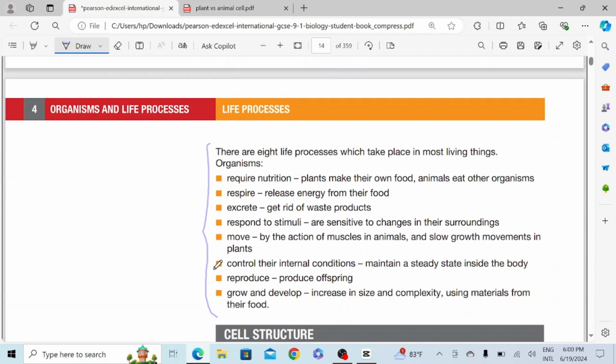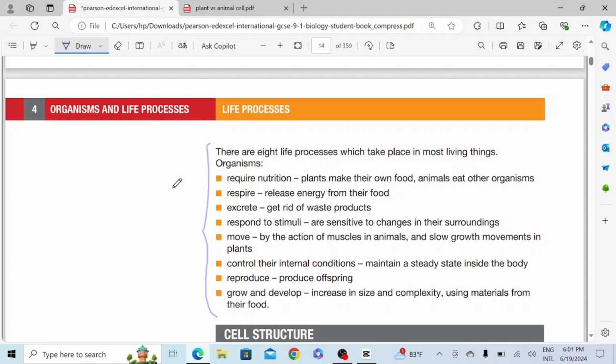Let's move on. So here they have listed the 8 processes of life that take place in most living cells. I must mention that there are exceptions obviously, but these are the basic things that have to happen in most living organisms. The first one is we all require nutrition. We all need to eat food. Yes, we eat food every day. We need food for energy. And we, as humans, eat, but plants make their own food by photosynthesis.